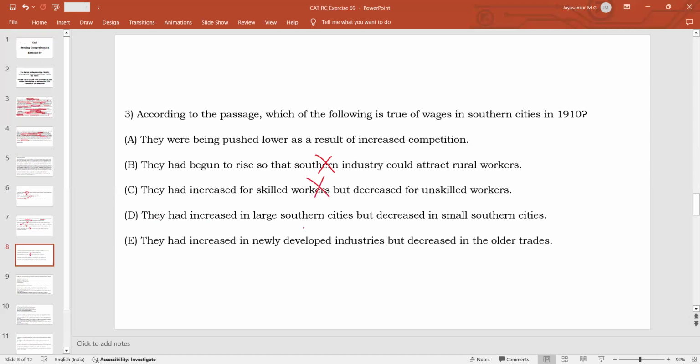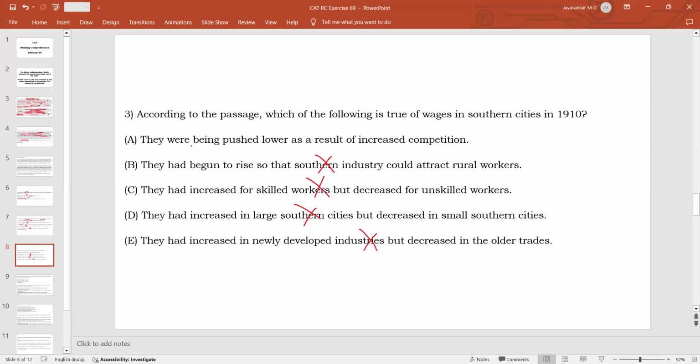Option D, they had increased in large southern cities but decreased in small southern cities. The passage is not mentioning anything about large or small southern cities. It is not making any distinction like that. It only says that the wages in the cities in the southern United States were getting lower and lower for both skilled and unskilled workers. So that's again wrong. Option E, they had increased in newly developed industries but decreased in the older trades. Again, something that is not stated in the third paragraph, so you can ignore it.